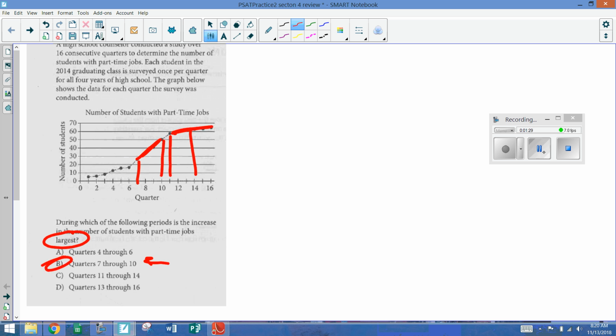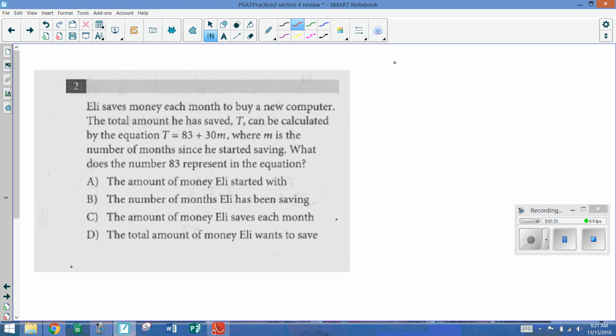Next question. Before I start this one, I'm going to write a formula. Does that remind you of something? Slope-intercept form, right? In this case, b is the y-intercept and m is the slope. I just wrote that down because there's a similarity. When I look at T, total savings is equal to 30M plus 83. M is the number of months of saving.